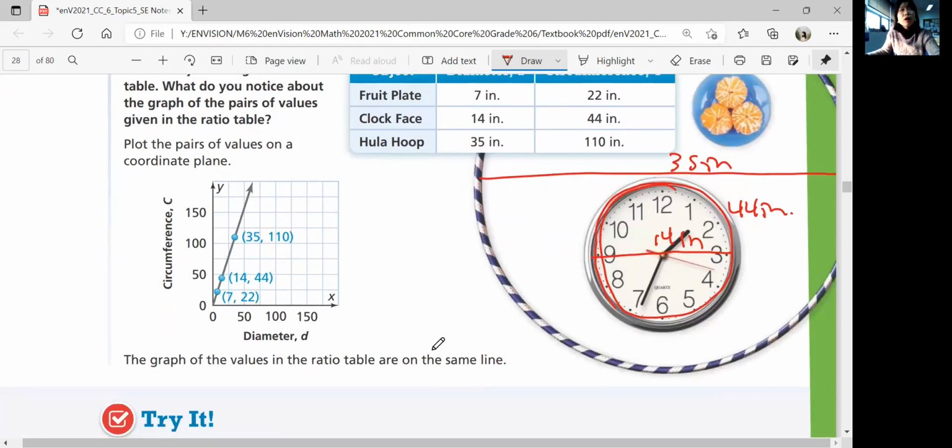So we have a graph with the x-axis being the diameter d and the y-axis being the circumference c. We can make a table of values, 7, 22, 14, 44, 35, 110, and see if the points would make a straight line. The graph of the values in the ratio are on the same line, in a straight line. So we can say that they have a proportional relationship, okay? Whenever you see a straight line on the graph, after you plot all those points, that's when they have a proportional relationship and they have equivalent ratios.